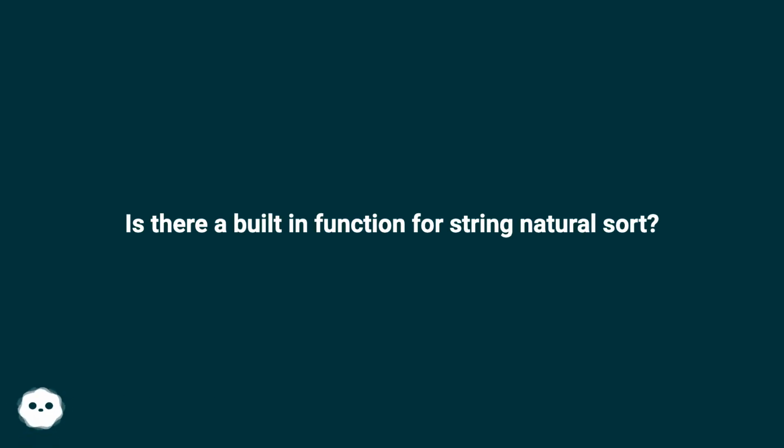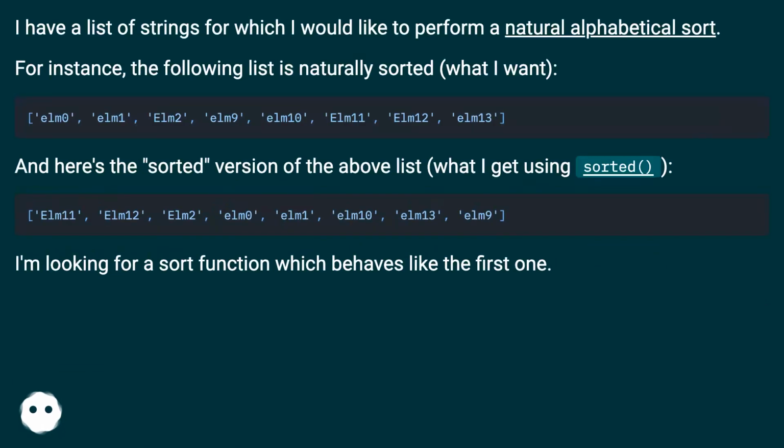Is there a built-in function for string natural sort? I have a list of strings for which I would like to perform a natural alphabetical sort. For instance, the following list is naturally sorted, what I want. And here's the sorted version of the above list, what I get using sorted. I'm looking for a sort function which behaves like the first one.